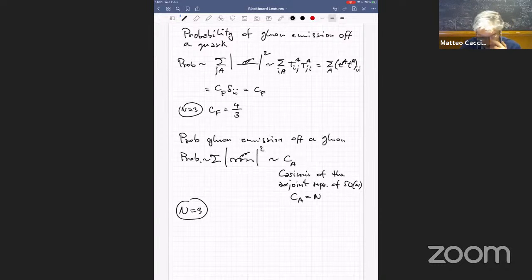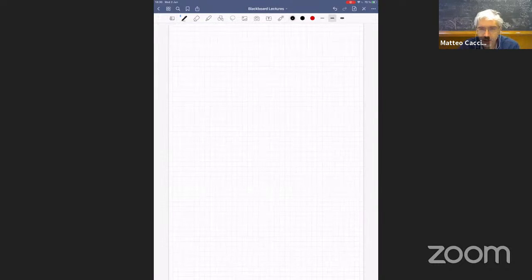Okay, so now, what are the macroscopic consequences of what we see now? What are the macroscopic differences of QED with respect to QCD? To QED, so of QCD with respect to QED.